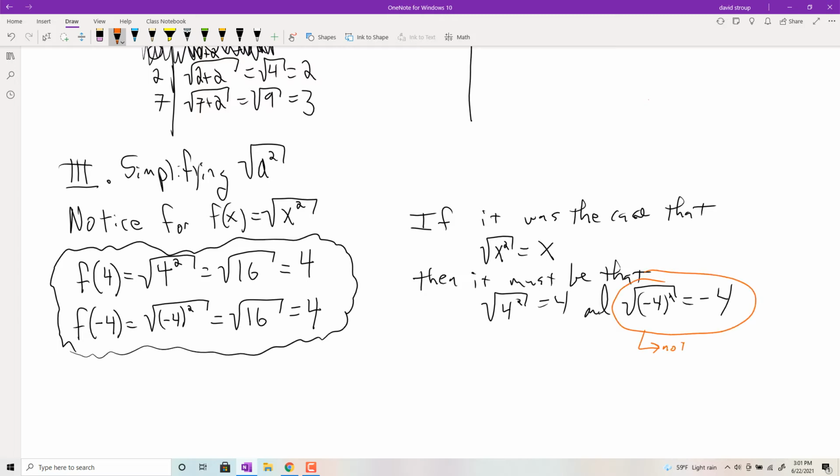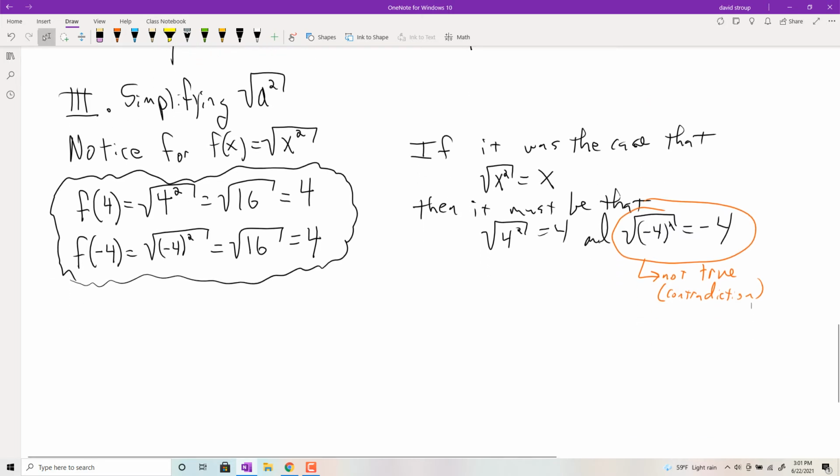This is not true. This is what they call a contradiction. Okay, so a contradiction. And so what the heck is it then? Okay, so I would ask somebody, what's the square root of x squared? And they think they're smarter than me. They'll say x, and I'll say no, it's not. So what is it then?